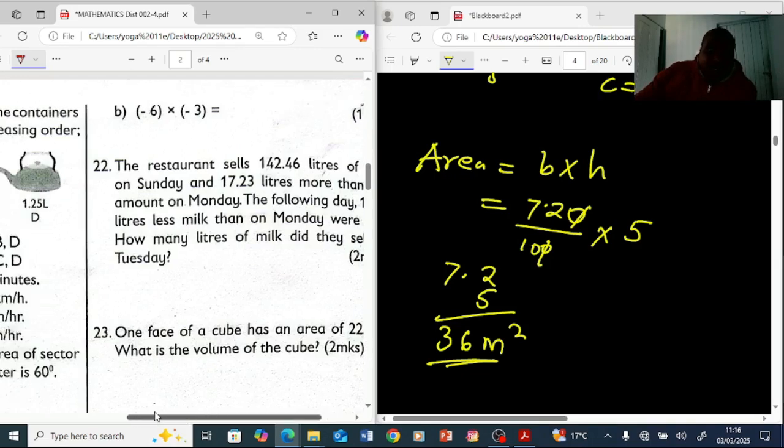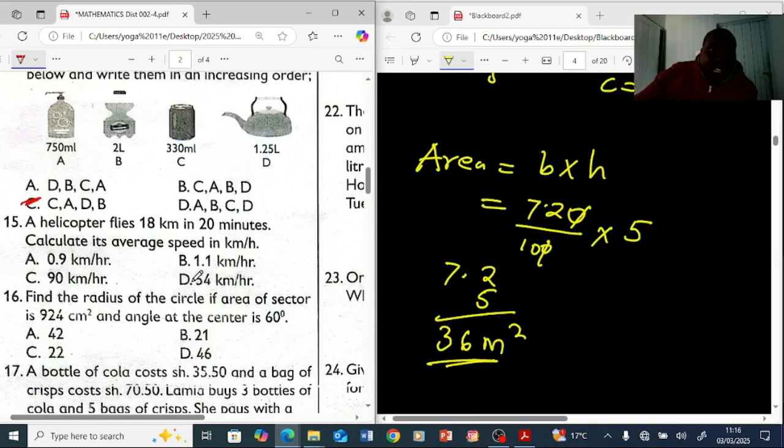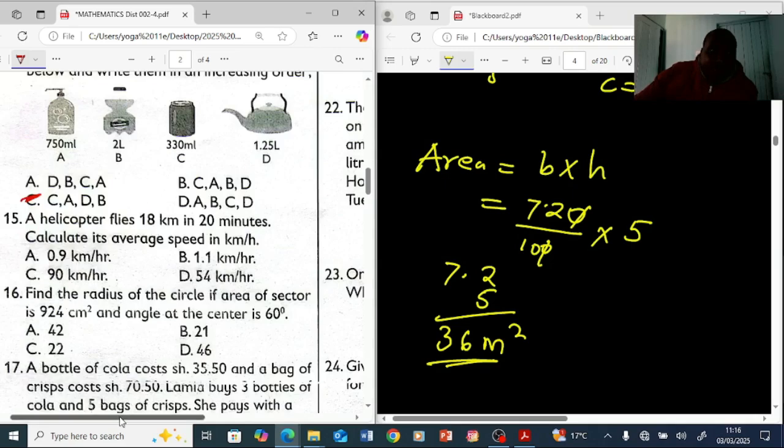Now let's go to number, this was number 13, number 14. Now we'll go to number 15. We had done number 14, number 15.